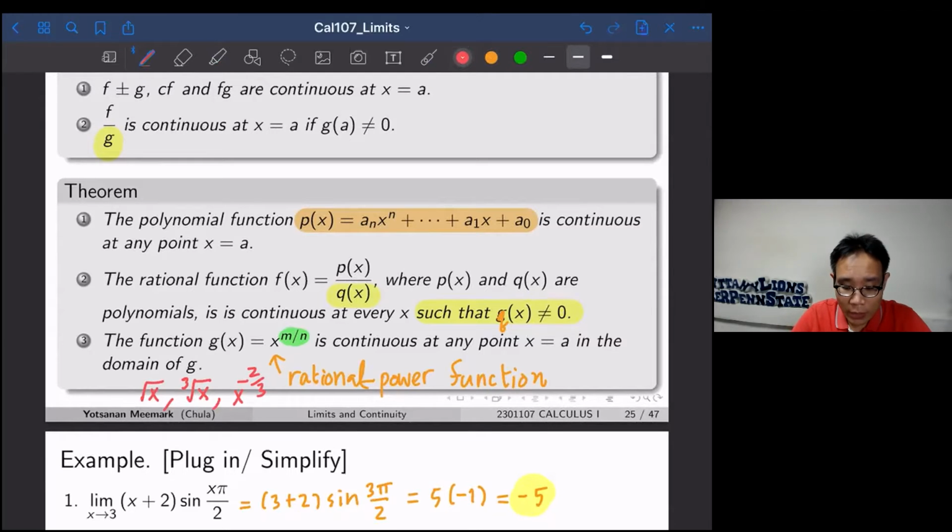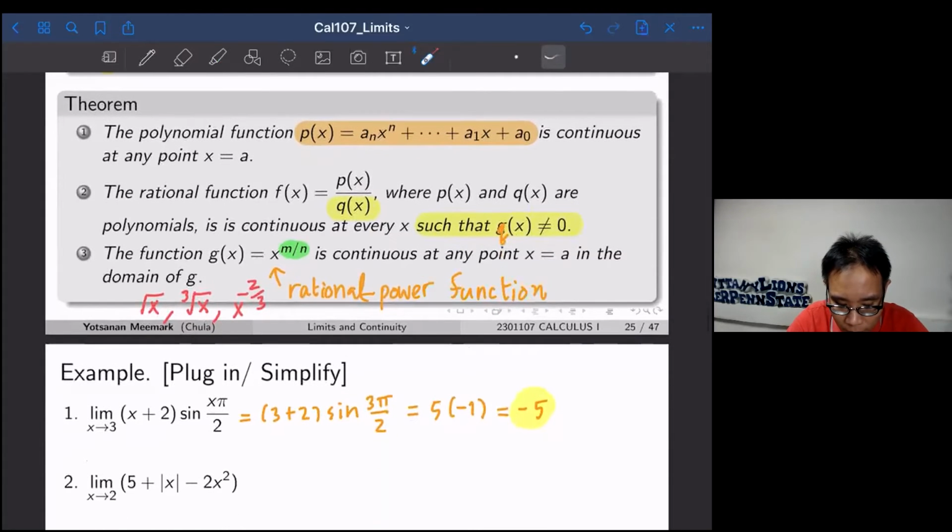Okay, their domain turned out to be, in this case, for this one, positive or 0. For this one, it can be any real number. So they are continuous on their domain.